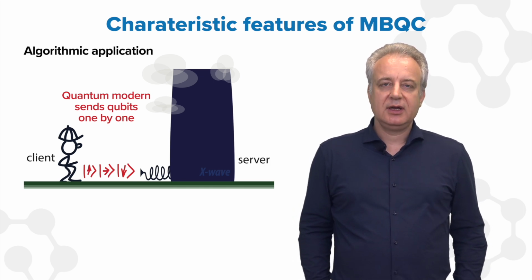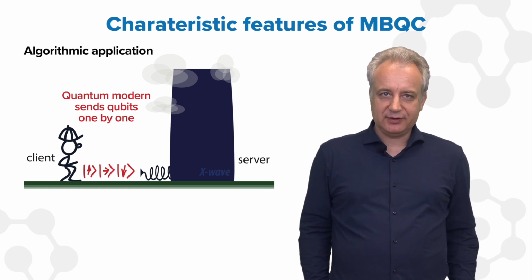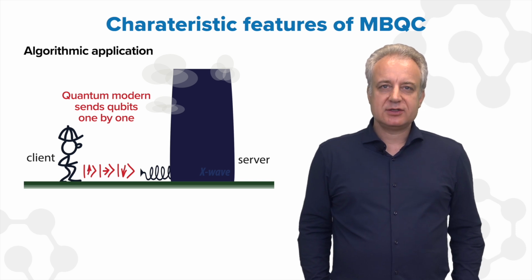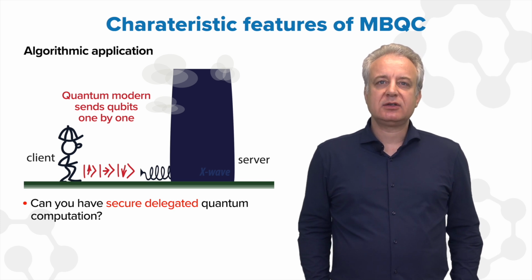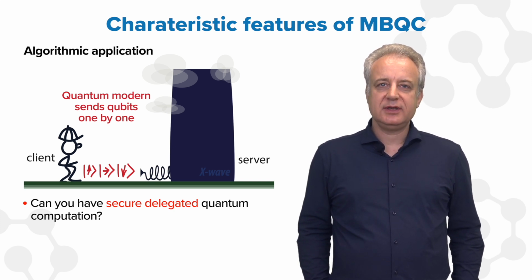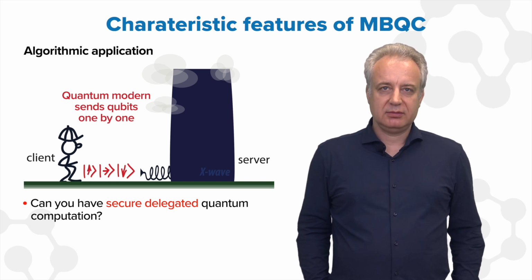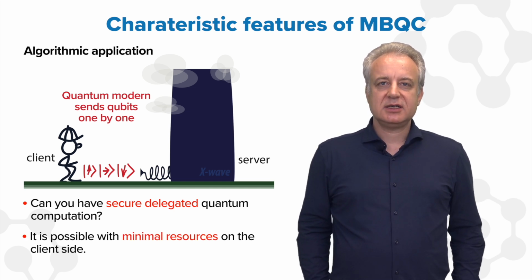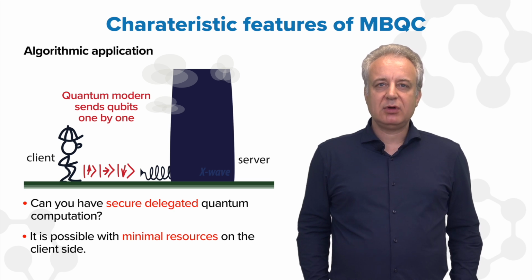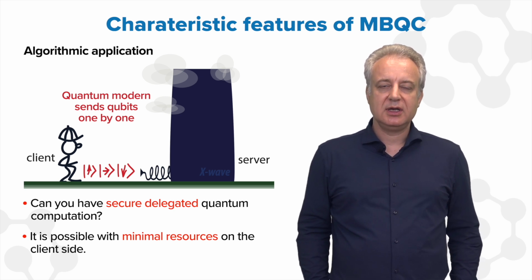And with this very limited hardware, you want to let powerful quantum servers, which are around, compute for you. However, you do not really trust these servers. So you do not want these servers to learn what you are computing, and also you want to verify that they do indeed compute what you want them to compute. And this is possible, and this scheme of computation has been discovered in the framework of measurement-based quantum computation. So this is the first algorithmic application of the scheme.